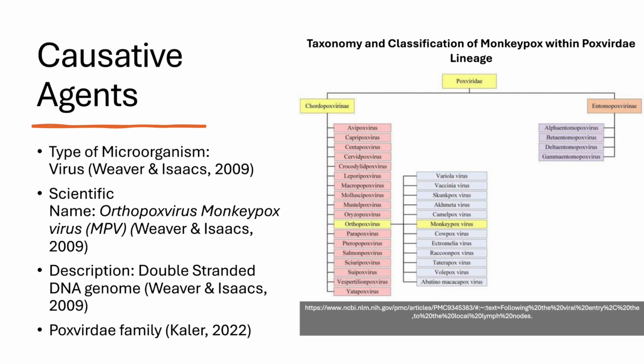The scientific name is orthopox virus, monkeypox virus, MPV. It has a double-stranded DNA genome, which means it has a double-stranded polynucleotide chain, and the nitrogen bases are connected via hydrogen bonds. It is in the Poxviridae family, the Chordopoxvirinae subfamily, the orthopox virus genus, and then finally it is the Mpox virus on the table.